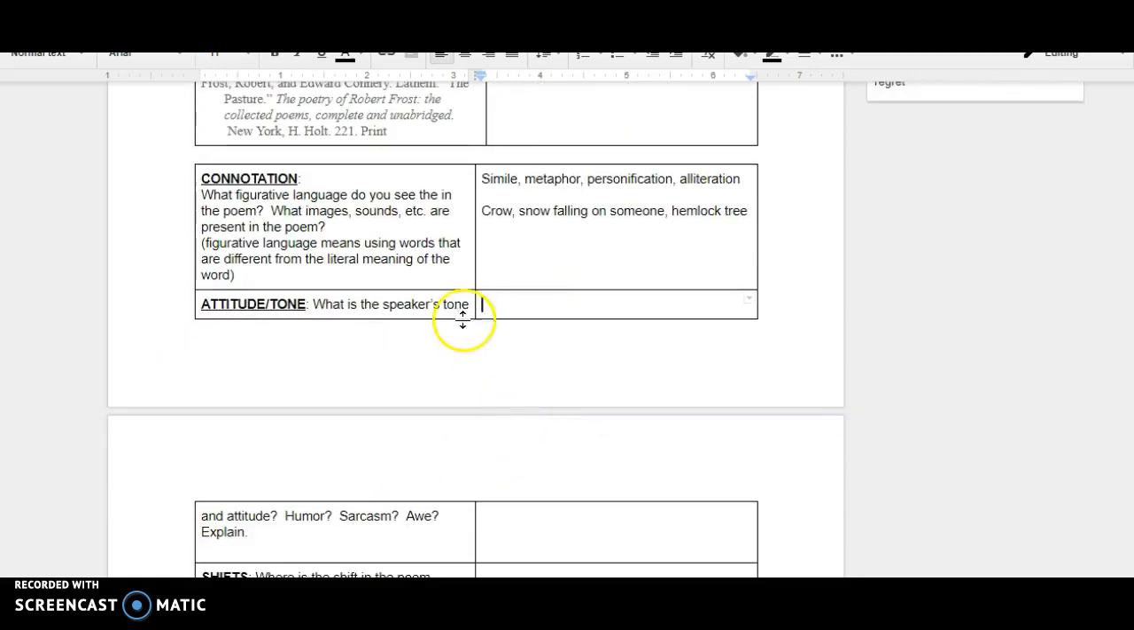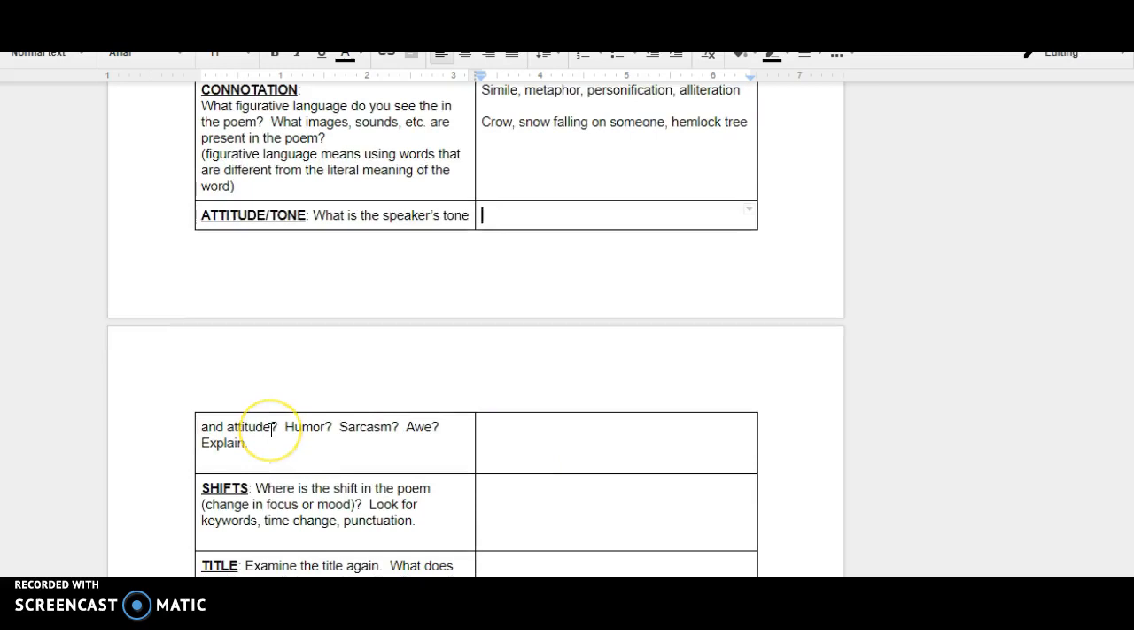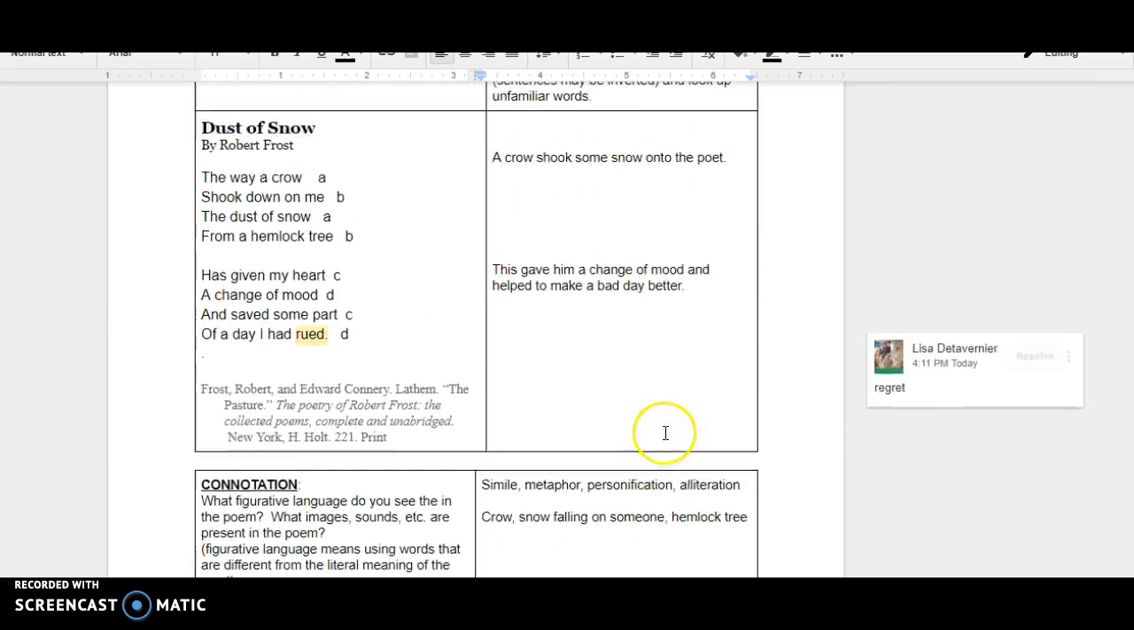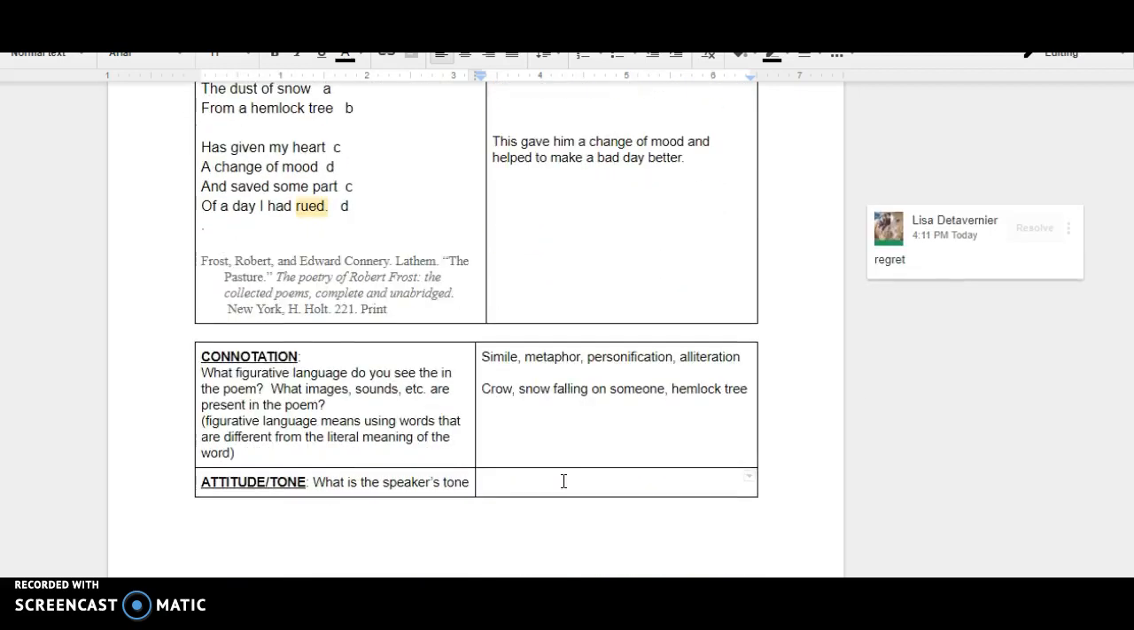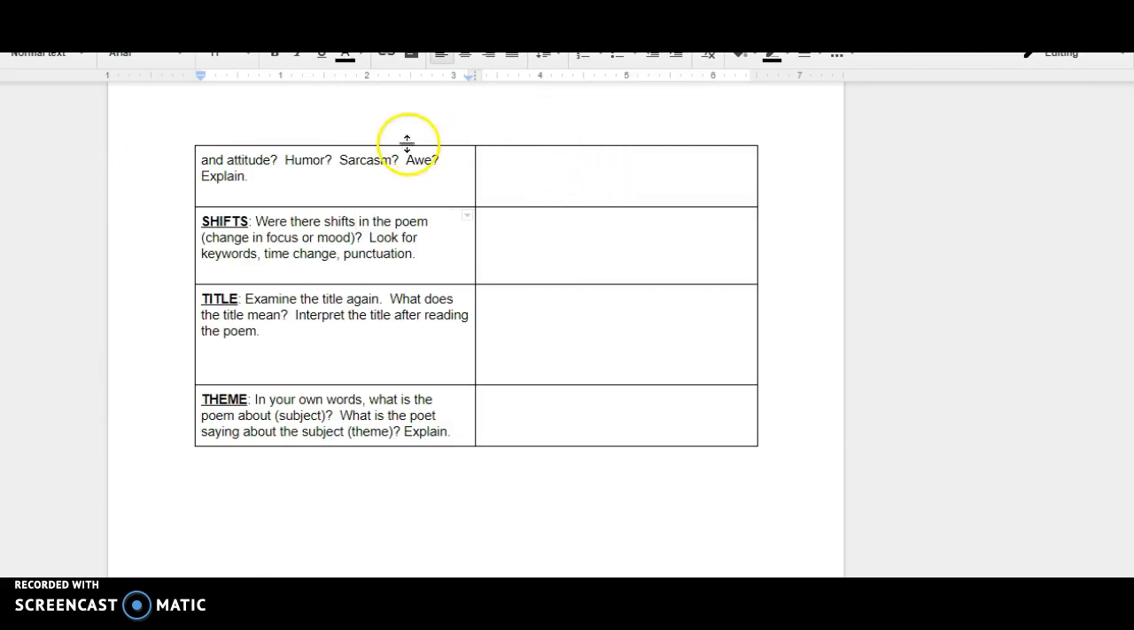Attitude and tone. What is the speaker's tone and attitude? Is it humorous, sarcastic? Is there awe? So in this poem, I think it's a little humorous if you think that getting snow knocked on you is the highlight of your horrible day, then you would write that there.